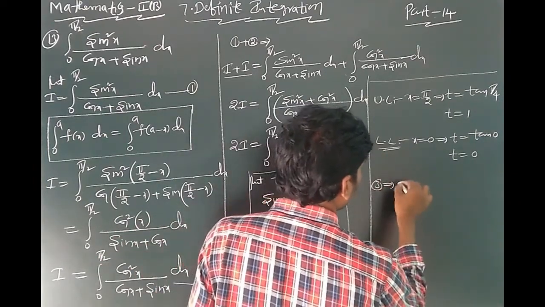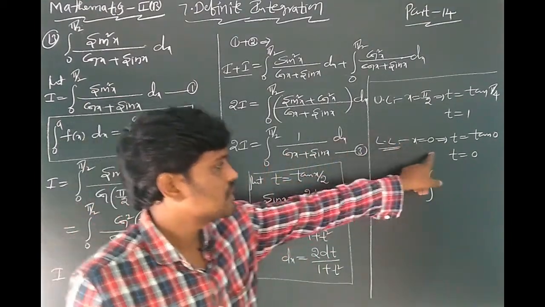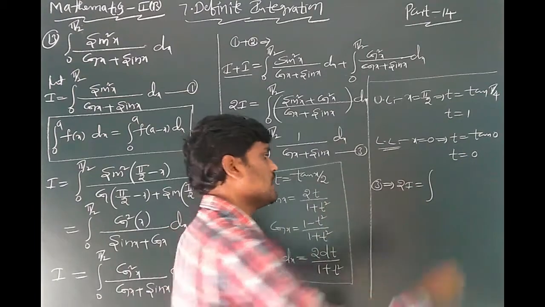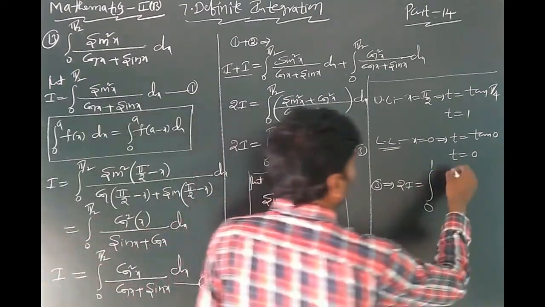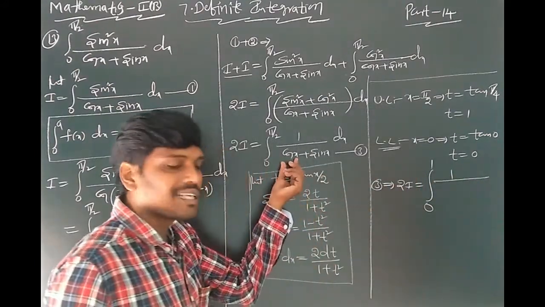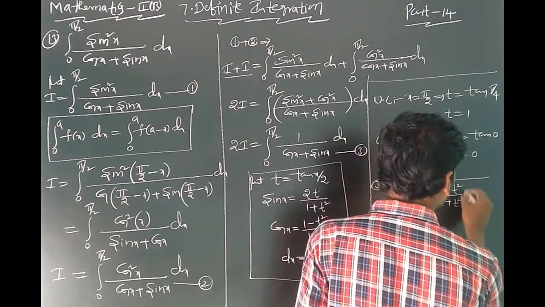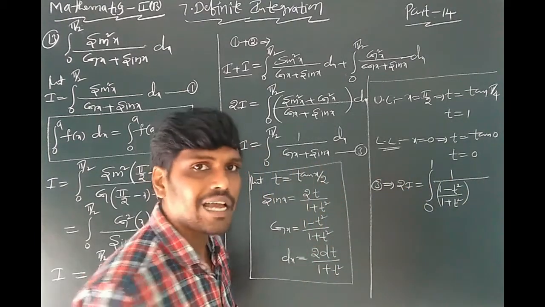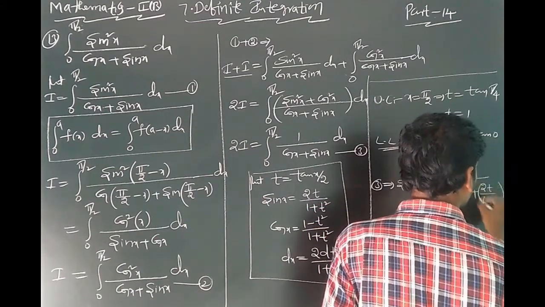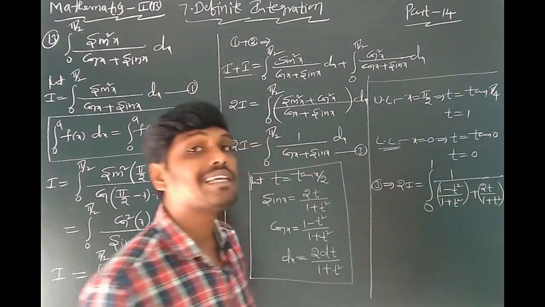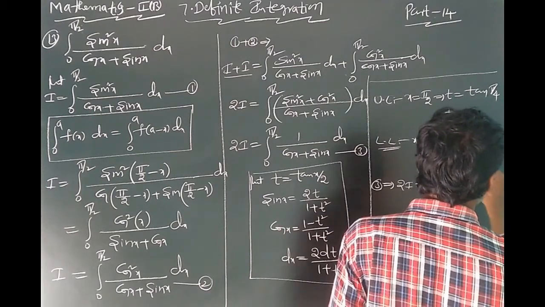3 implies 2I is equal to the integral with lower limit 0 and upper limit 1, of 1 by... What is the value of cos x? The cos x value is (1 minus t square) by (1 plus t square). What is the value of sin x? The sin x value is 2t by (1 plus t square). And what is the value of dx? The dx value is 2 dt by (1 plus t square).